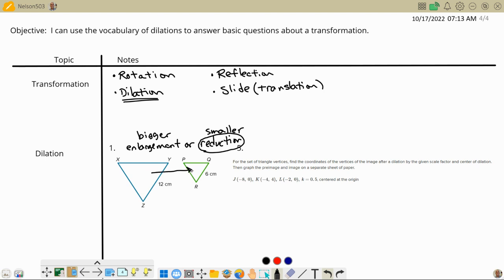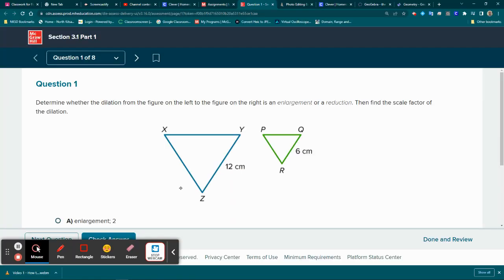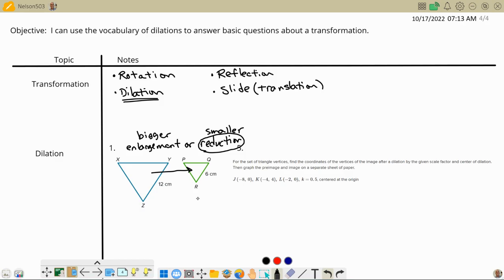Why do I look from left to right? Because that's what the direction said. And then to figure out what the scale factor is, let's look in here. It says find the scale factor. You're going to take the one on the right divided by the one on the left.